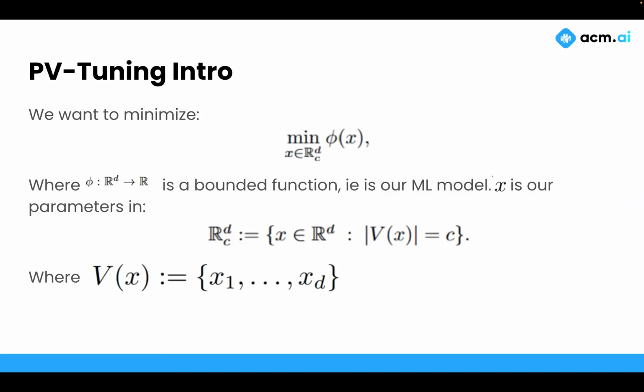So this is PV-tuning. This was a NeurIPS oral this year. Basically what they do is they say we want to minimize phi, where phi is a bounded function in our machine learning model, or LLM, and x is some parameters. And then we enforce that it's quantized by basically saying that while it can be d-dimensional, the total number of possible values that it can take is only c. So c is the size of our code.